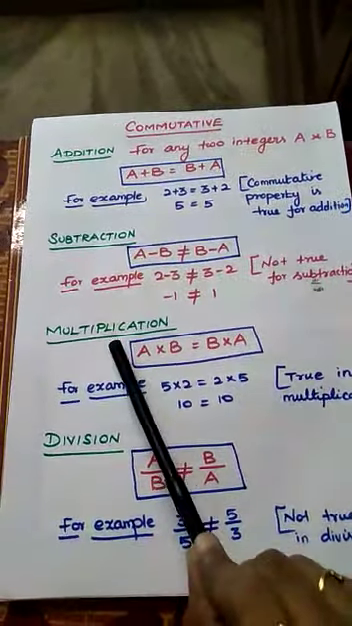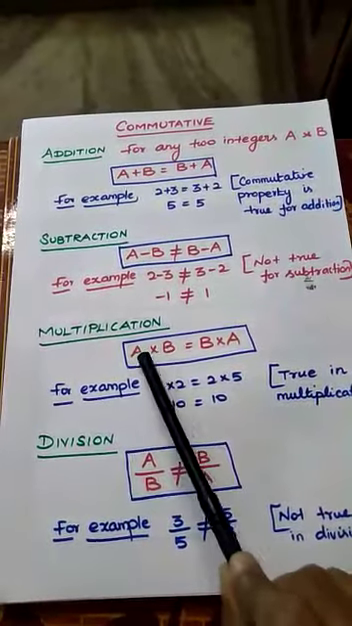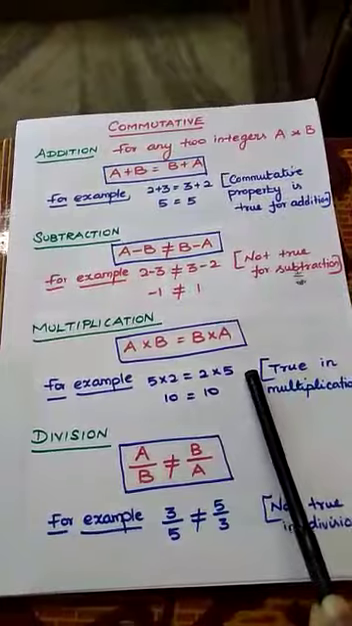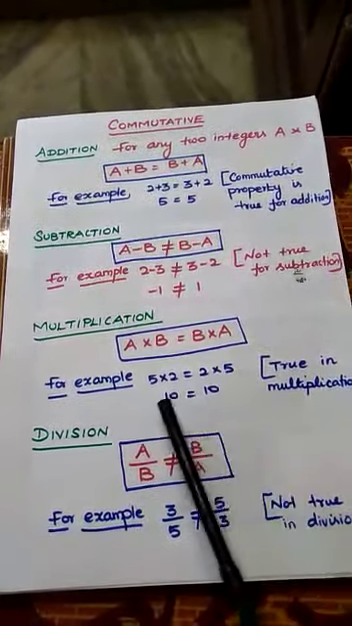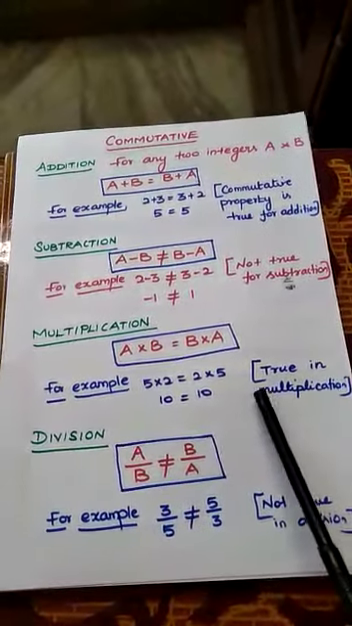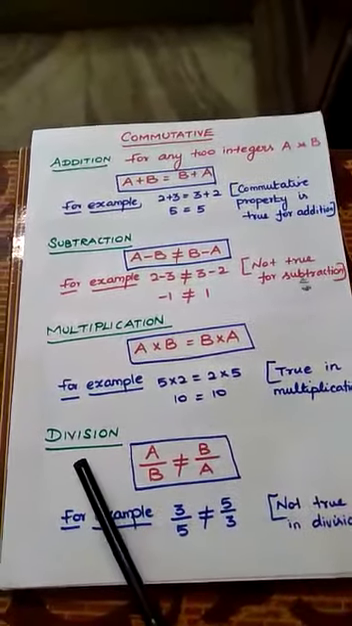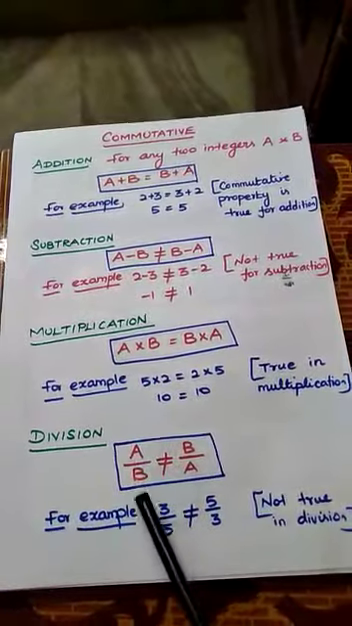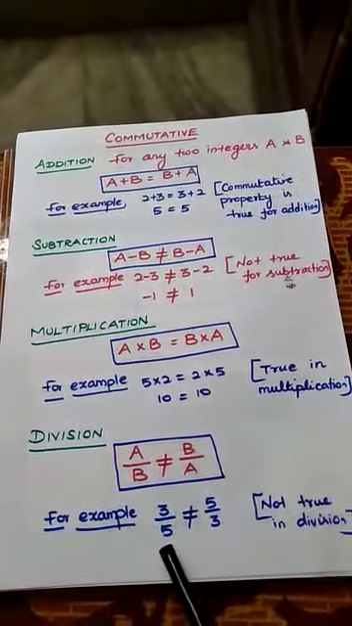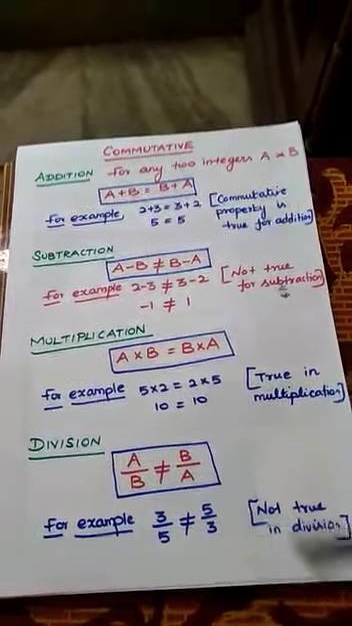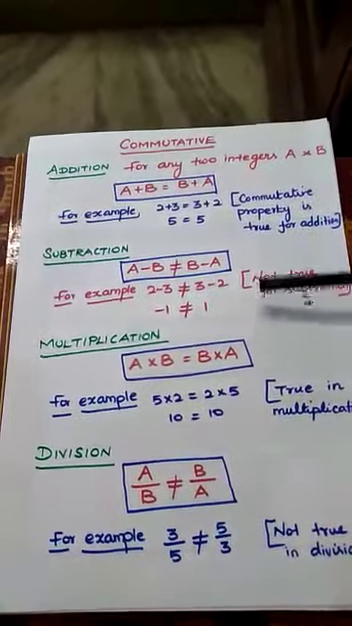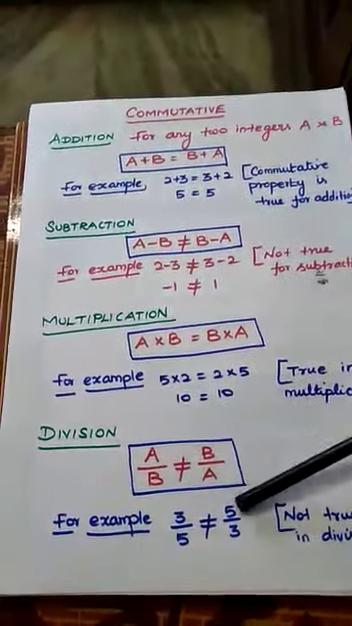The next one, multiplication. Take any two values. a into b is equal to b into a. 5 into 2 is equal to 2 into 5. On the RHS, interchange the values. What is the answer on the LHS? 10. RHS also 10. So multiplication is true in the commutative property. The last one is division. a by b is not equal to b by a. For example, 3 by 5 is not equal to 5 by 3. So the commutative property is true in addition and multiplication. It is not true in subtraction and division.